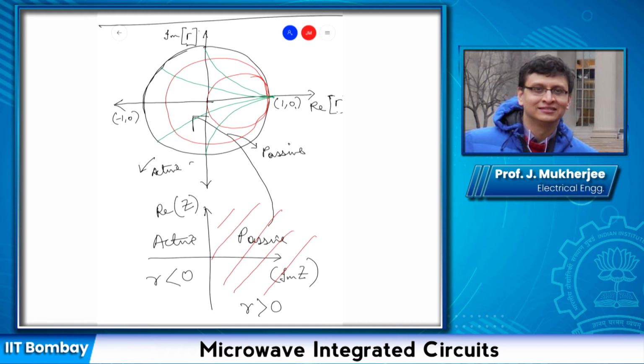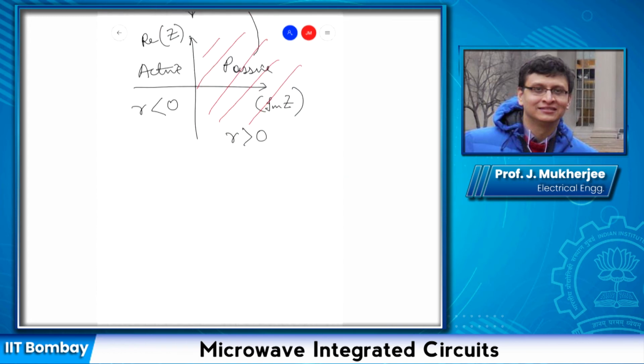This unit circle acts as a boundary between where R is greater than 0 and less than 0. So within this circle, R is greater than 0. Outside this circle, it is less than 0. I can mark that here also: here R is less than 0 and here R is greater than 0. So that is one big advantage.